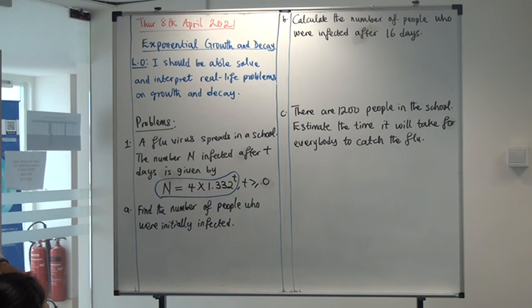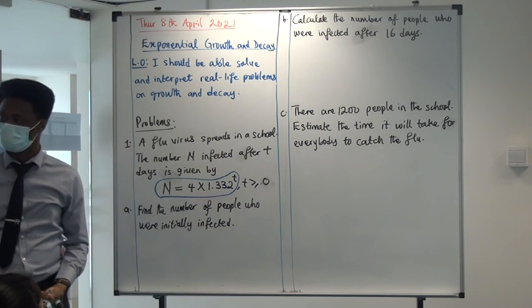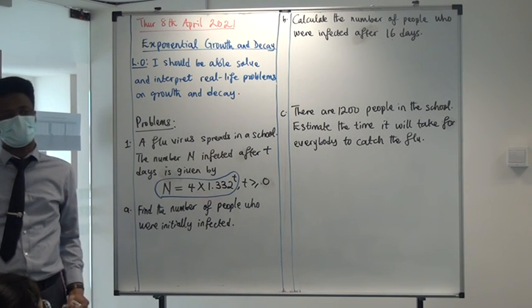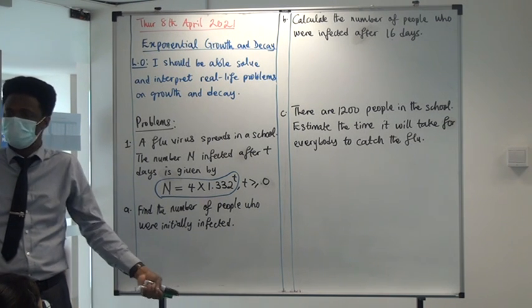And it says T is greater than or equal to 0. Of course, you cannot have a negative. You can't say -1 days ago, right? So when you say T is equal to 0, it means you have not started counting any day. It says after T days. After 0 days means which day?